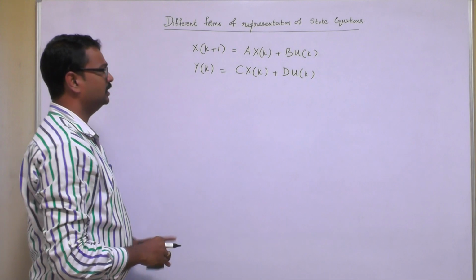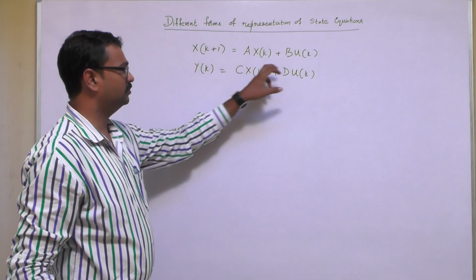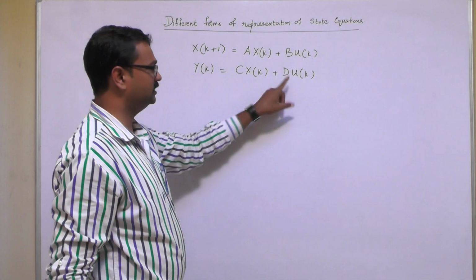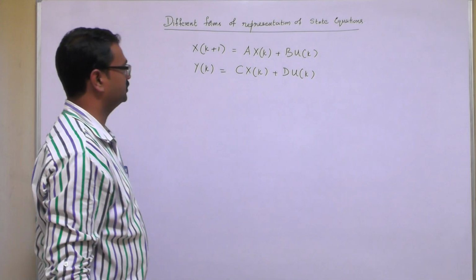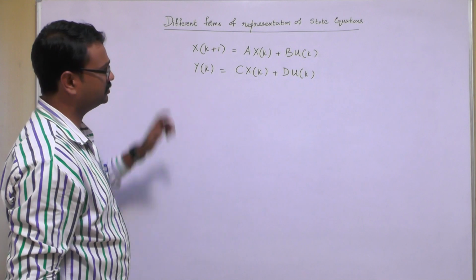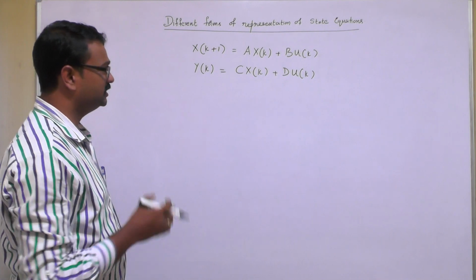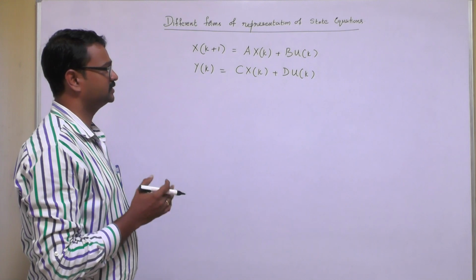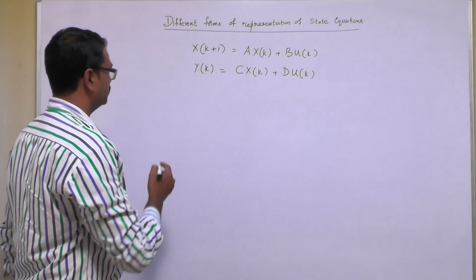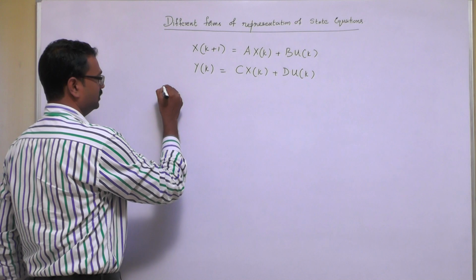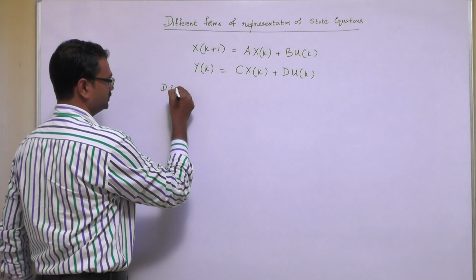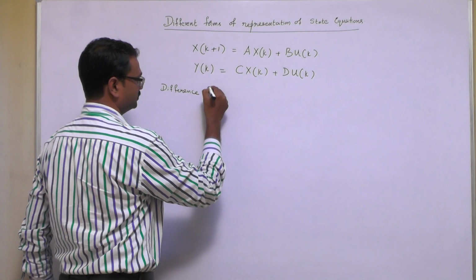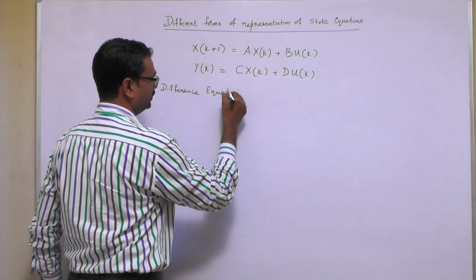As you all know, A is the system matrix, B is the input matrix, C is the output matrix, and D is the direct transmission matrix. Now different forms of representing these state equations or output equations we will be discussing, based on this discrete time difference equation. Let us consider a difference equation of a linear time invariant system in the discrete time domain.